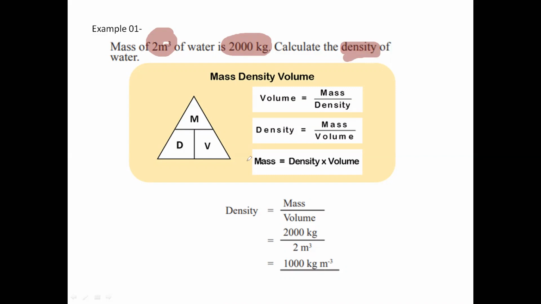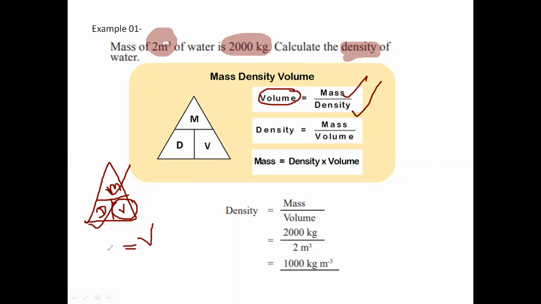Before talking about this calculation, since there are 3 changing values, we can put these values into a triangle, the density triangle. Density will always be here. It will be denoted by D or rho. You can put rho here also. M is for the mass, V is for the volume. So if we want to find the volume, you have to divide mass by density.